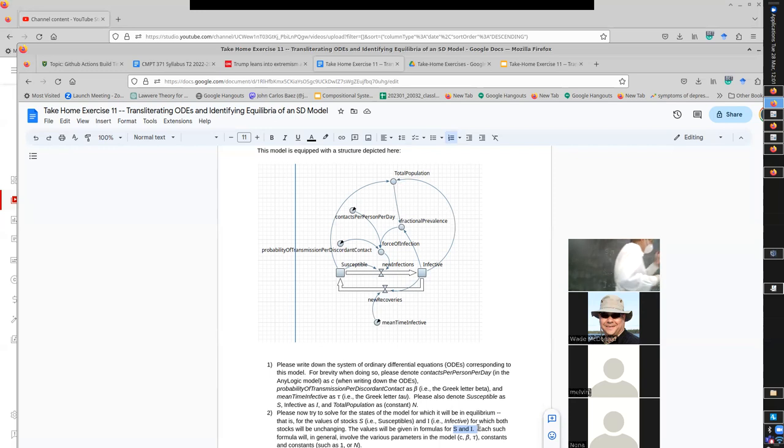Anyway, we're going to find the states of the system for which it will be in equilibrium. Because remember, in a dynamical system, how it changes over the next little bit depends on its state, right? So we're going to find the values of the state for which it doesn't change. Does that make sense? For which it's in equilibrium. Because remember, the stocks drive the flows, right? And we're going to find the values of stocks, if there are any, for which it won't change.